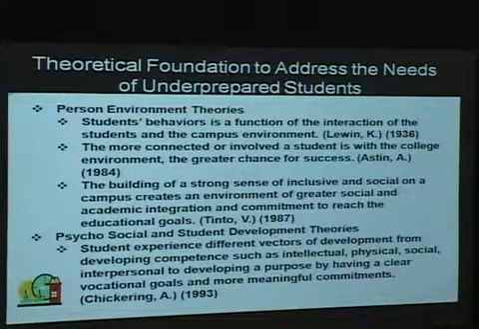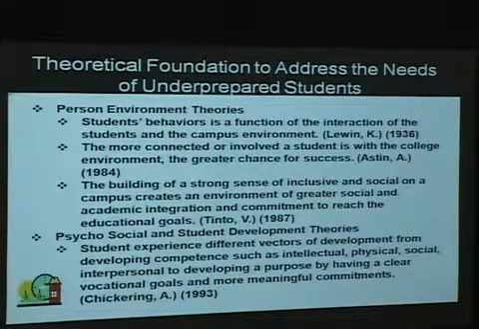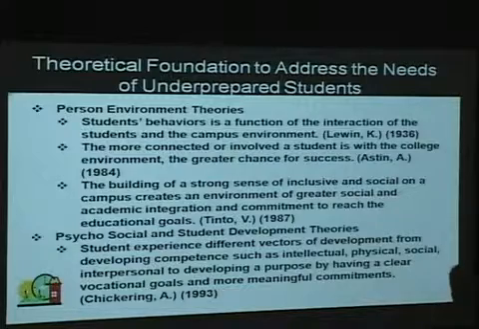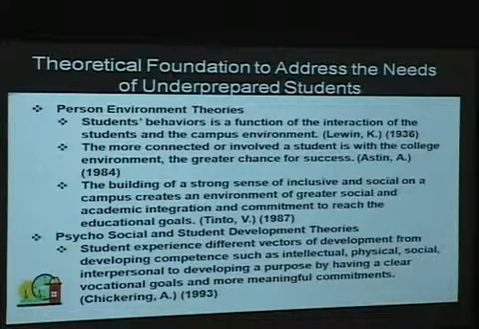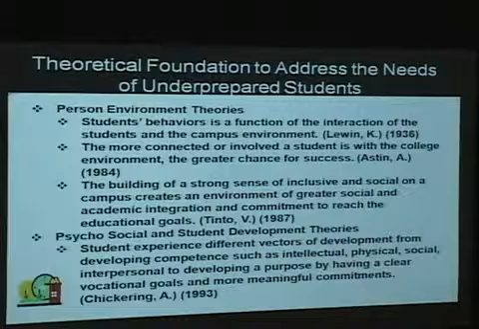The next one is from Alexander Astin, the famous guru from UCLA. It's called the theory of involvement. What Astin is saying, based on his research and his surveys and interviews of college students, is that when students are more connected, more involved with their faculty members, student services, and student organizations, they can be very successful and they have that level of commitment to their college experience.